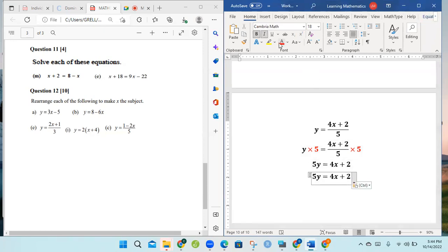Start with the numbers away from the X. Furthest away from the X first. If we subtract 2 here, we have to subtract 2 there. And this remains as 5Y minus 2, an expression.